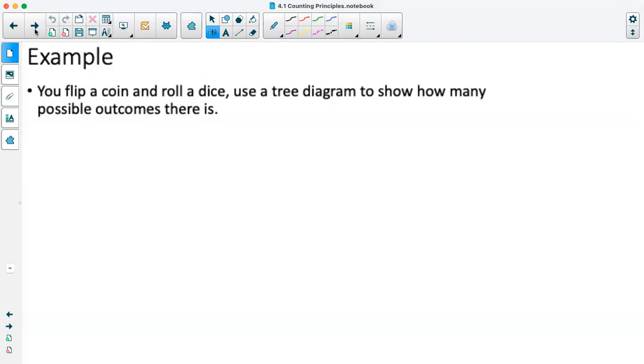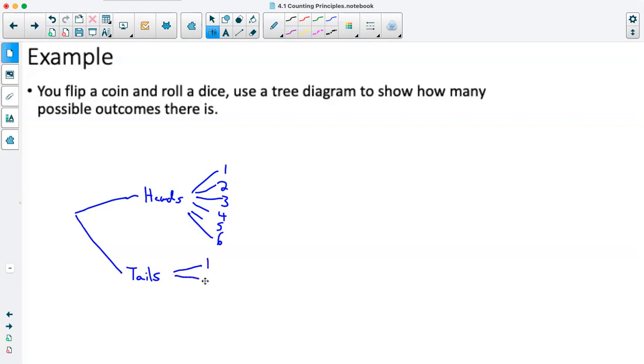Okay, so first off, we essentially have two outcomes that we can have from flipping a coin. We can get heads, or we can end up with tails. Now, after we get heads, when we roll the dice, we could get a 1, a 2, a 3, a 4, a 5, or a 6. Tails, same thing. We could have a 1, a 2, a 3, a 4, a 5, or a 6.